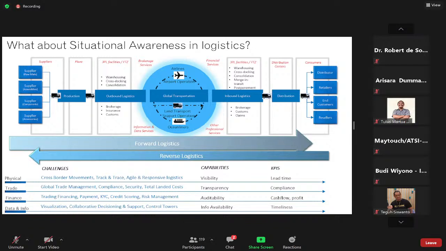So all said, this diagram here is saying that situational awareness in logistics is complicated, made more complicated because there are a lot of players and there are a lot of stages. Plus the fact that there are a lot of challenges and imperatives for different players within. So solutions like E2 Open earlier did give us a very good snapshot of how a control tower can actually be put in place to solve some of those visibility challenges and also the situational awareness challenges. So let me go on.